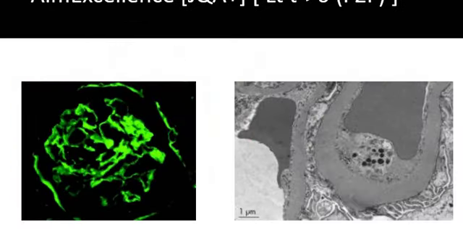Along with this, we are also going to show you the picture of the immunofluorescence finding. So this is linear IgG in the glomerular basement membrane.